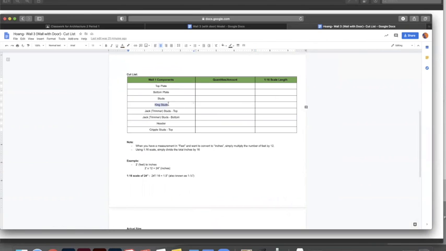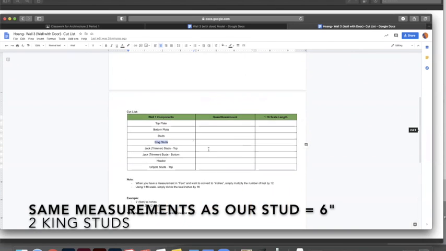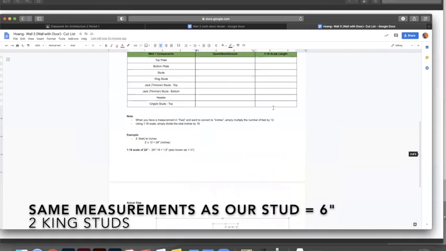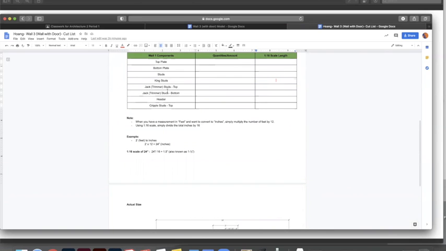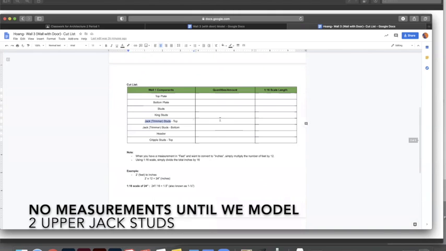King studs, you know what they are already. They are the ones sandwiching the door. So we have 2 king studs, quantity is 2. And then we're going to figure out how tall that is. The king stud is the same thing as our regular stud, and therefore it's going to be 6 inches here as well. We have the jack stud or the trimmer stud on top, which is this little tiny guy next to our king stud. 1 here, 1 here. So that's 2, and we're going to have 2 here.